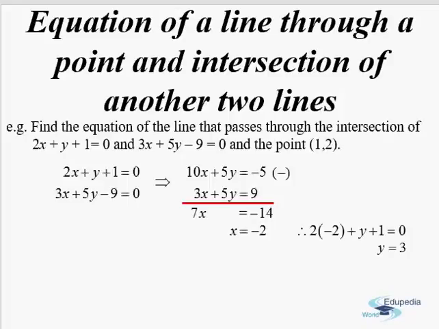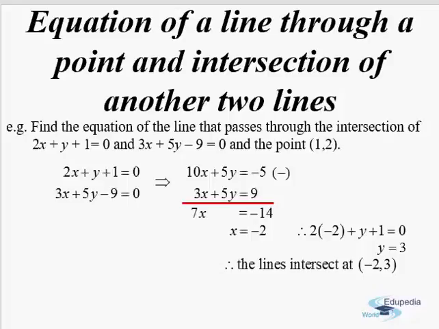We have plugged it into the first equation over here, that is 2x + y + 1 = 0. Just like in the previous lecture, I showed you this. This is the same way that we're going to do over here. Same thing that we're going to do over here. So we plug in -2 over here and we get the value of y, that is equal to 3. So this is the point of intersection of these 2 lines, that is (-2, 3).